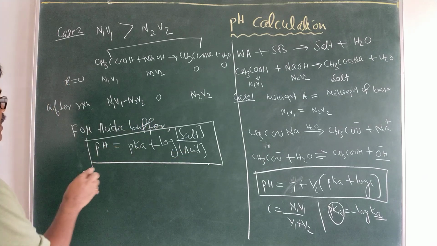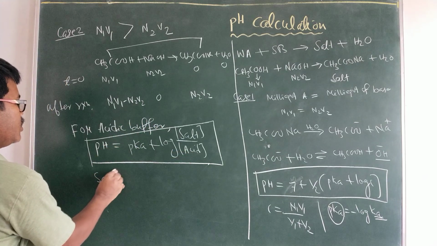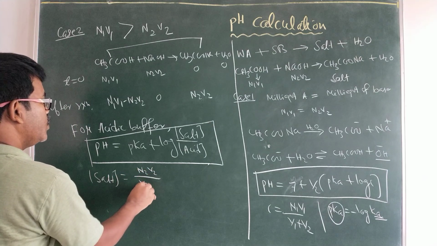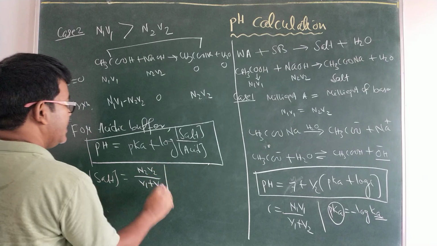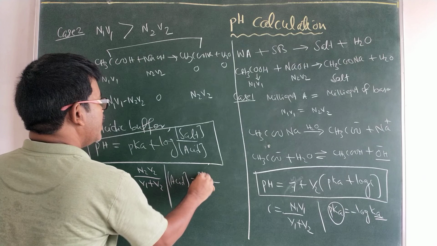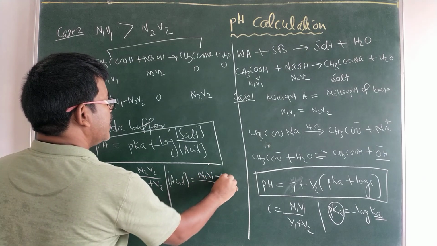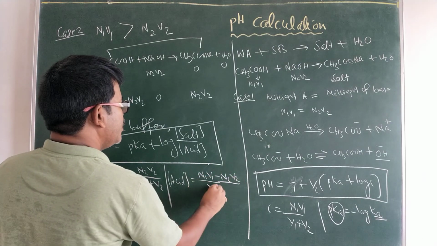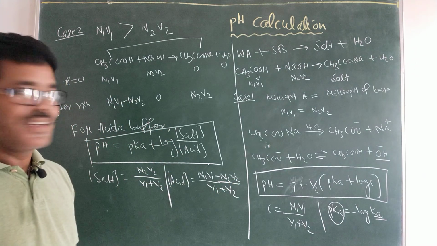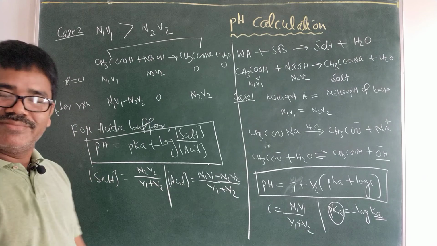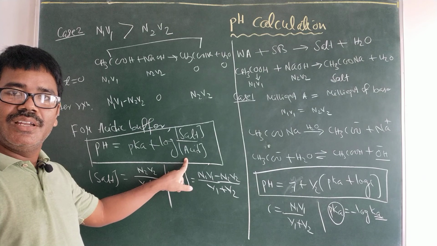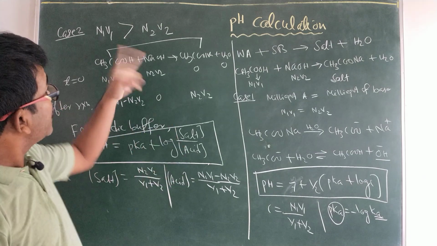Now let me write here the salt concentration. Here the salt concentration is nothing but N2V2 by V1 plus V2. And the acid concentration here is nothing but N1V1 minus N2V2 by V1 plus V2. By putting the values, we can calculate the pH. This is called your acidic buffer. This is called your Henderson equation. Clear? Sure. One more case is left.